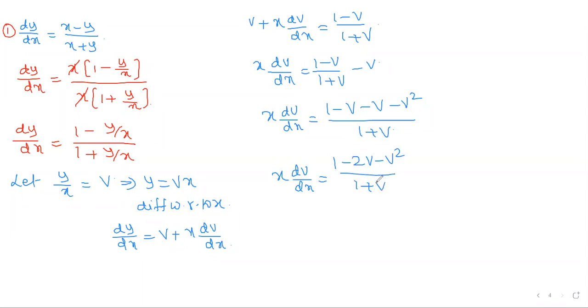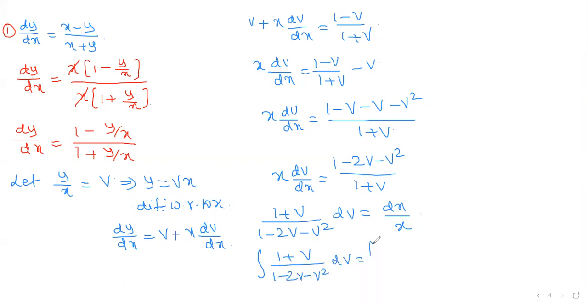Now there is a chance for variable separable, that is (1 plus v) by (1 minus 2v minus v square) dv is equal to dx by x. Now here, what is the differentiation? If you take the integral also, integral of (1 plus v) by (1 minus 2v minus v square) dv is equal to integral dx by x. So here the differentiation of 1 is 0, the differentiation of minus 2v is minus 2, but here we have the 1 only. The differentiation of minus v square is minus 2v, but here also we have the 1 plus v only.